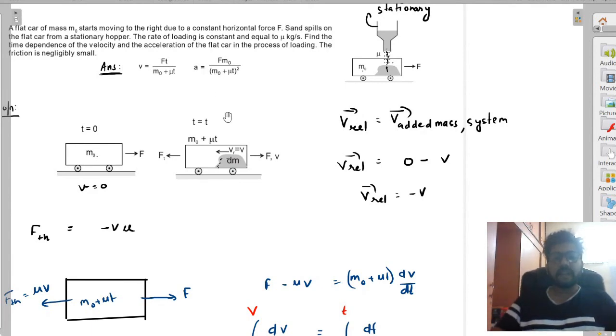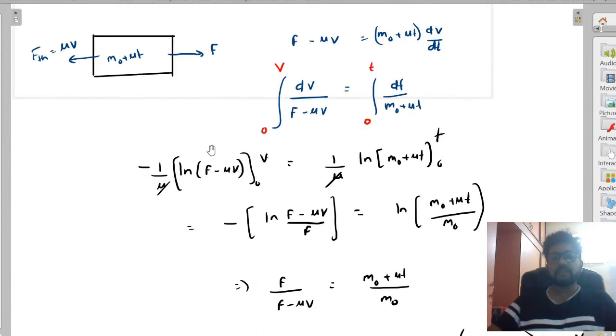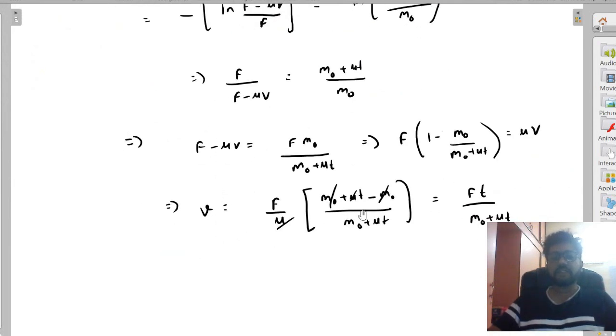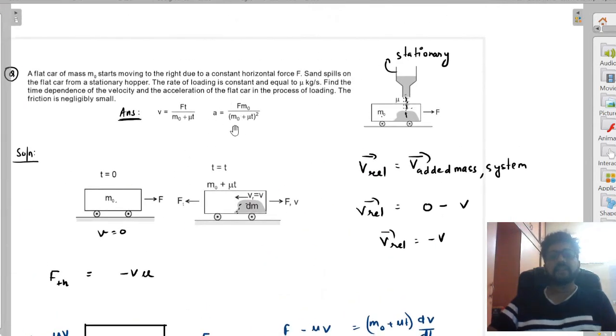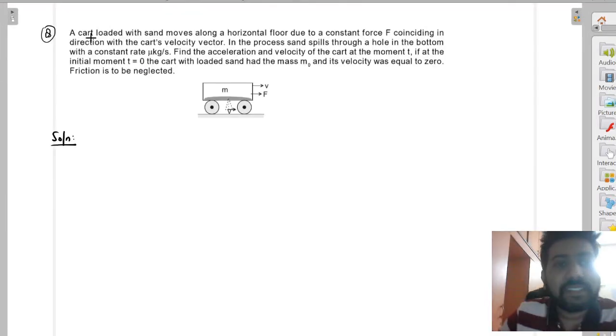If you want to find the acceleration, what you can do is differentiate this again with respect to time. You will get the acceleration. I will not do that. I have already written the answer here. Okay, so now we will discuss the next question.